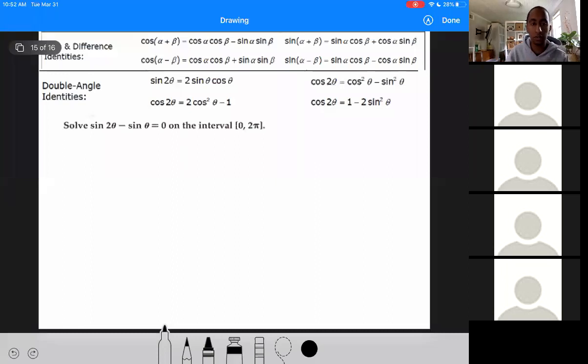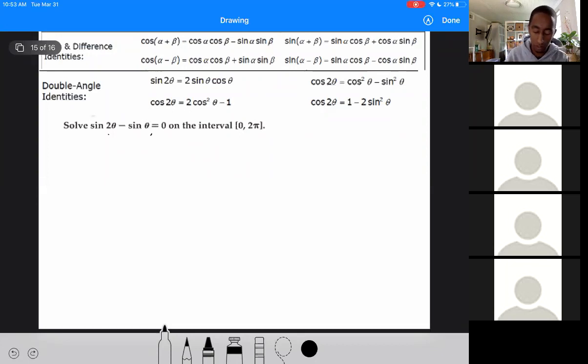In order to solve this, there's a lot going on, so you can't really just tell by plugging in. I can't just say, okay, I think it's going to be pi, because you would have to do 2 times that, and then do this, and then subtract them and make it equal 0. So it's a little bit harder to tell. What we can do, however, is use some of these identities to rewrite this in a way that we can solve it.